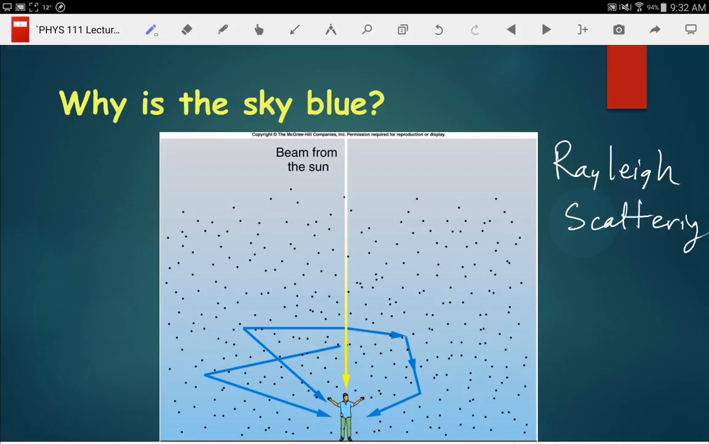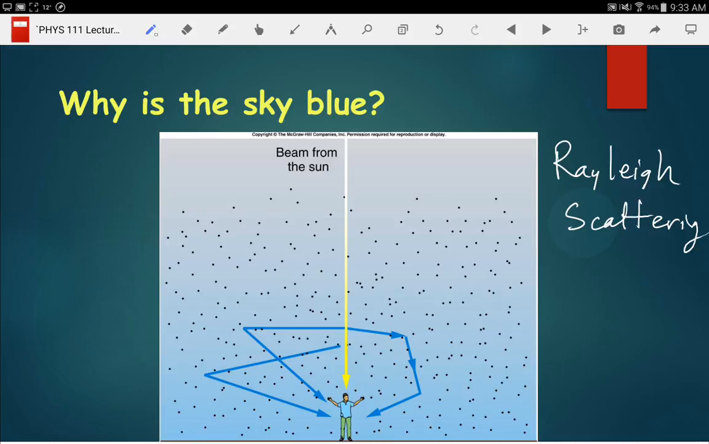What happens is we have light coming from the sun. Approximately what color is the sun? It's whitish. The sun is essentially white. And that white light from the sun, if you look at the picture, you see it's white coming in. As it goes through the atmosphere, the atmospheric particles will have the electrons essentially absorb and re-emit the radiation. We call this Rayleigh scattering.